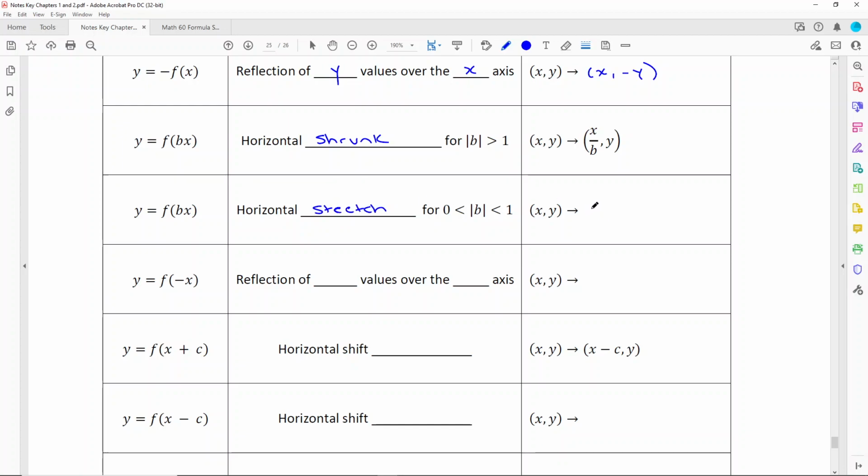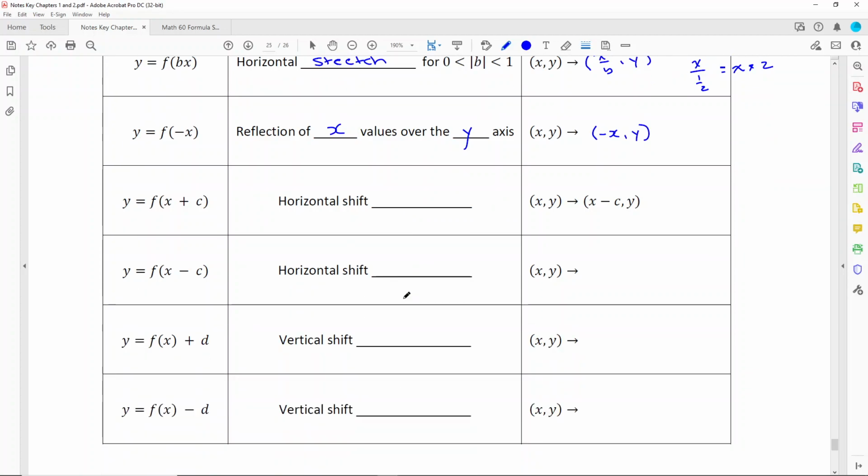And again, this is kind of a tricky one. It's technically still X over B, Y, but we're looking at something like Y equals F of a half X. Technically, when you divide by a half, that means you're actually multiplying by 2. So, whatever sticks in your brain and makes it work. What about when the B value is negative? You get a reflection of the X values over the Y axis, so it just makes your X values negative.